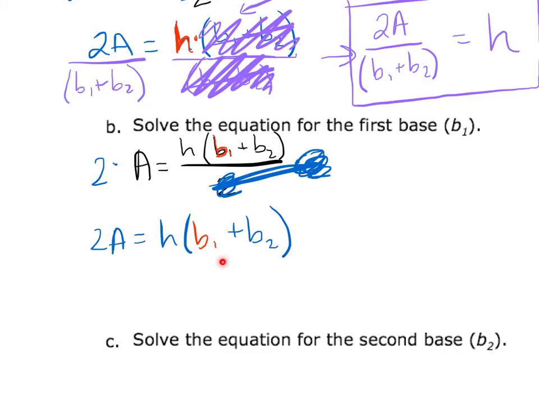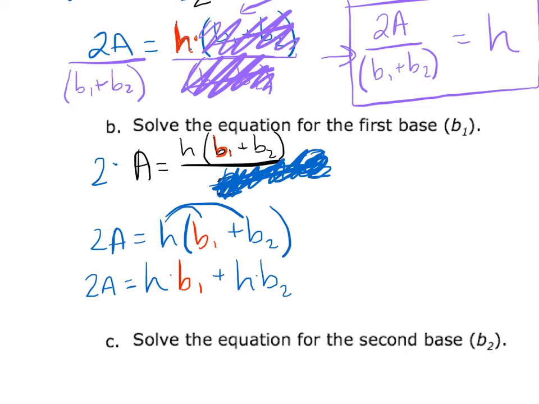Since b1 is inside the parentheses, we need to get rid of those parentheses somehow. A good step would be to distribute this h inside the parentheses. Okay, so we have 2a equals h times b1 plus h times b2.